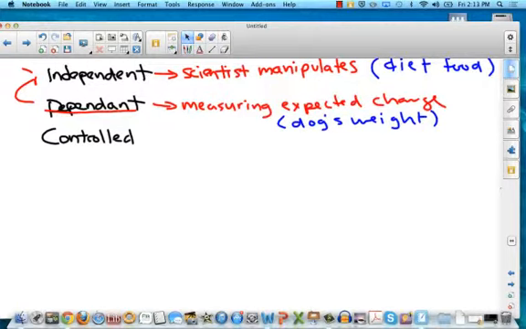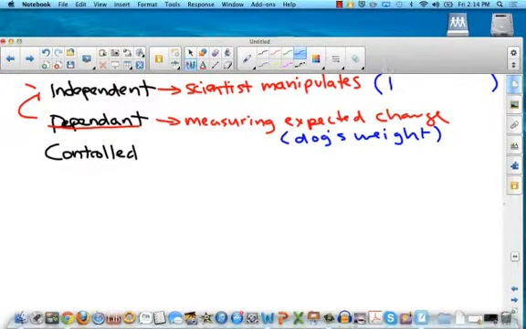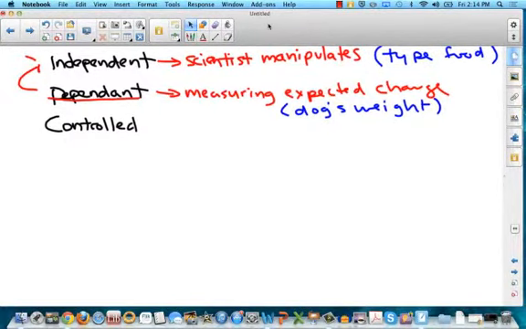Now, that's all well and good. So, diet dog food is our independent variable. We're going to give the dogs diet dog food, or dog food in general. The dependent variable is going to be whether or not the dog's weight changes. Really, when it comes to the independent variable, instead of the diet dog food, it's the type of food. Obviously here we're testing the type of diet dog food.